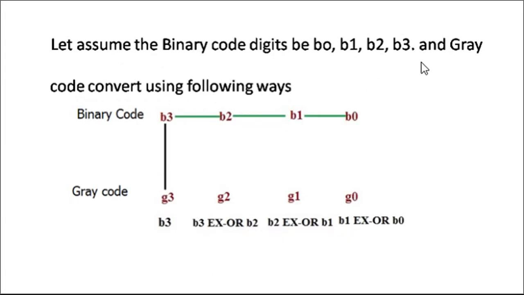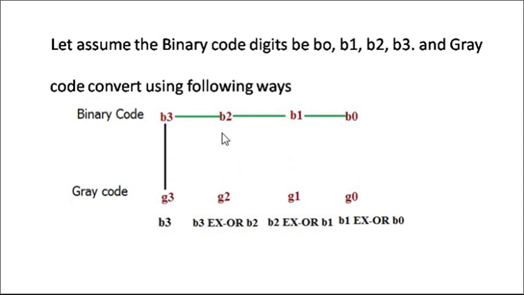So how can we write this? This is B0 to B3 and the gray code. The binary code is written B0, B1, B2, B3, where B0 is the LSB and B3 is the MSB. So how can we convert into gray? The MSB you can mark as it is, G3. Means the bit of B3 as it is, you mark as G3.